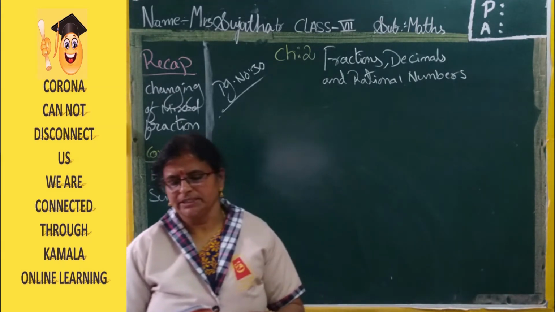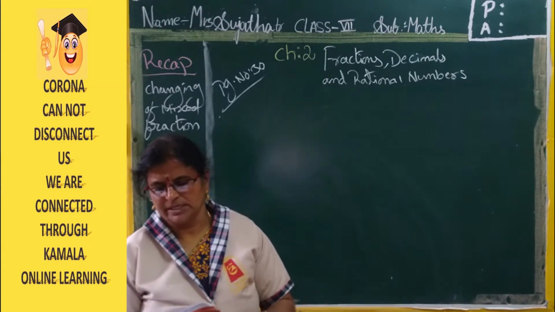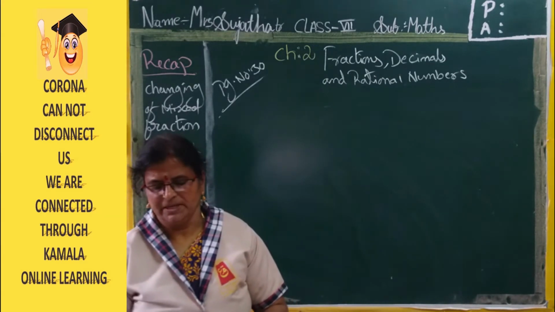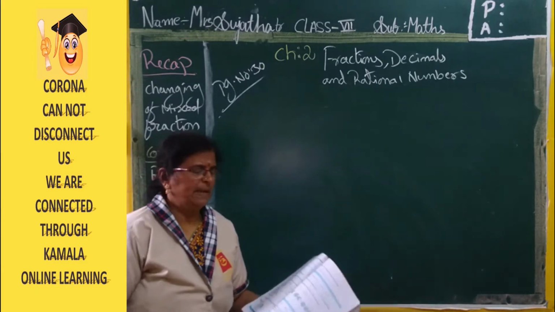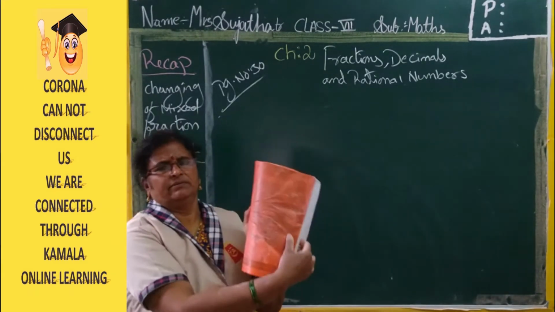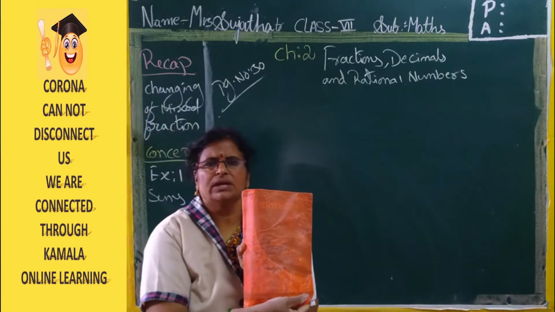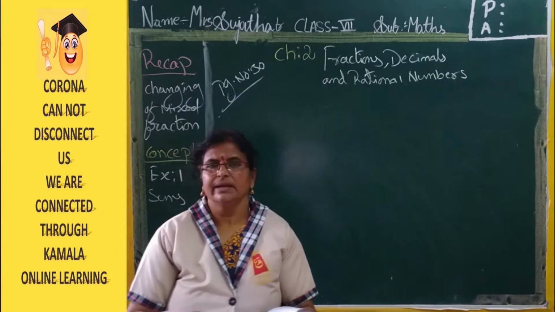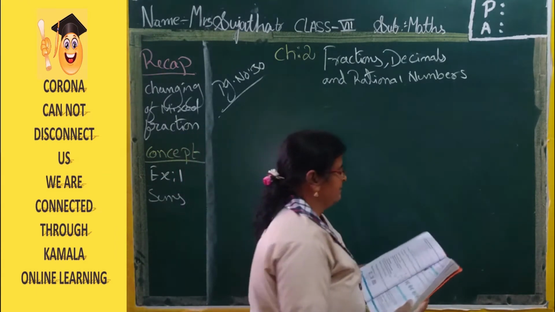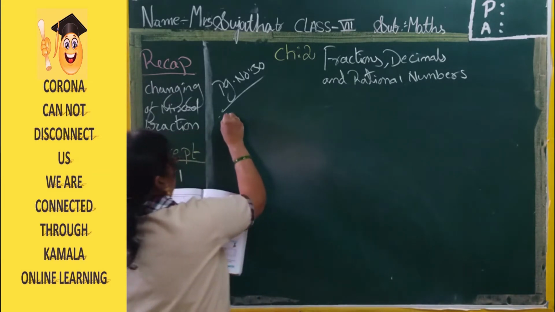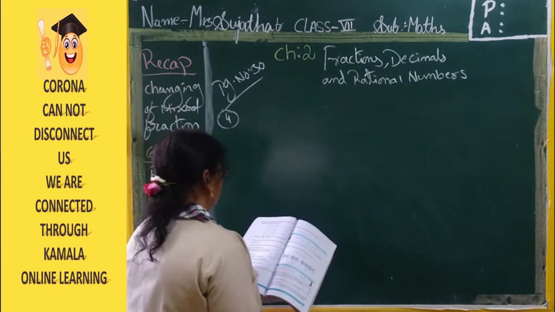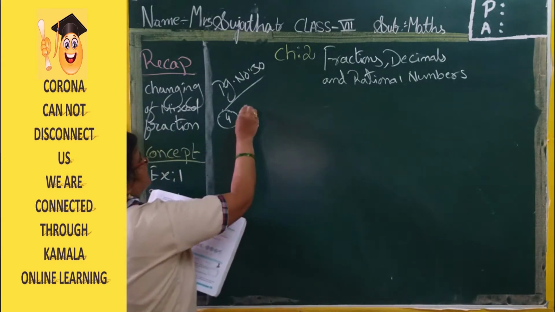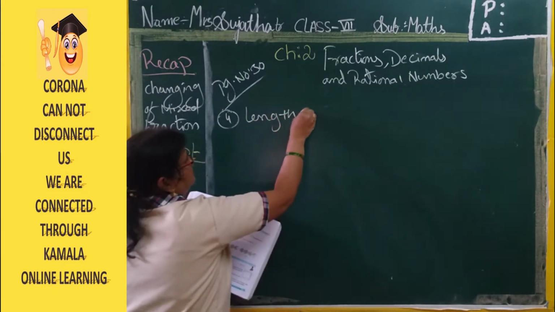A rectangular sheet of paper is 5 2 by 3 centimeters long and 3 1 by 5 centimeters wide. Find its perimeter. So what is given, ma'am? Now see, this textbook is in which shape? Is it a rectangular shape or a square shape? Rectangular. So rectangular shape means length and breadth. Now what is given, you have to write first. Long is nothing but length. So length of the paper.